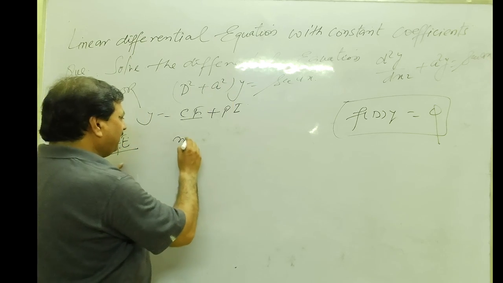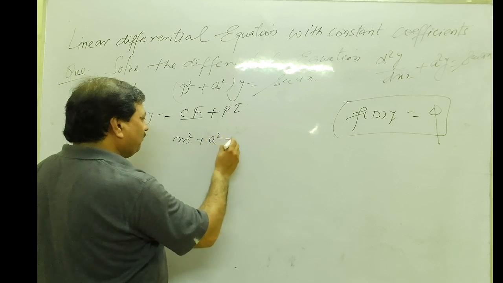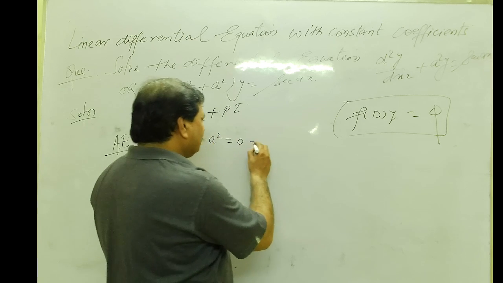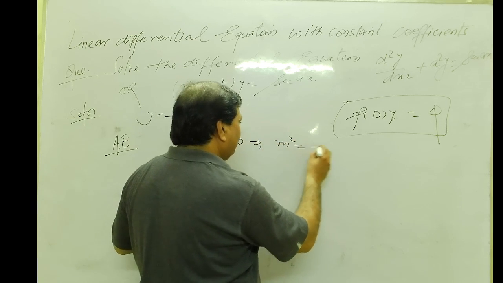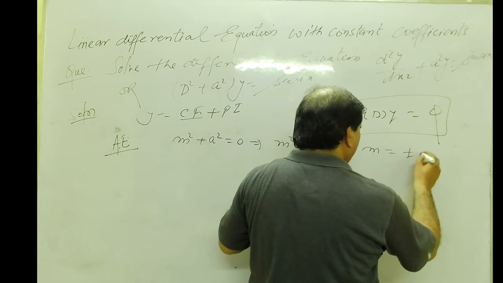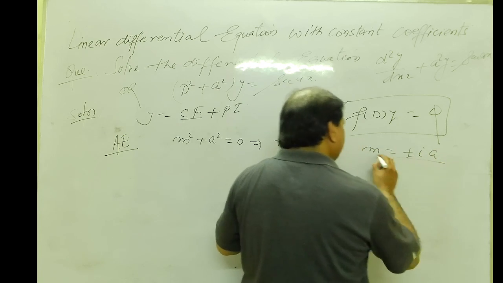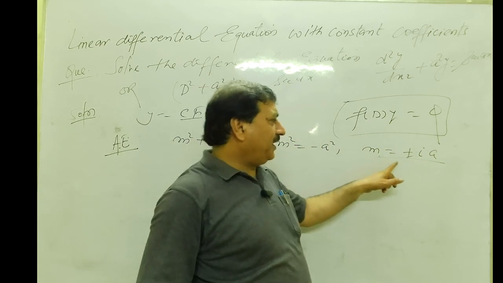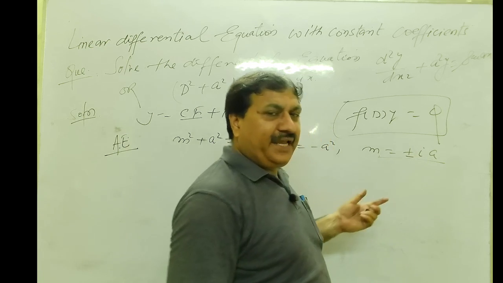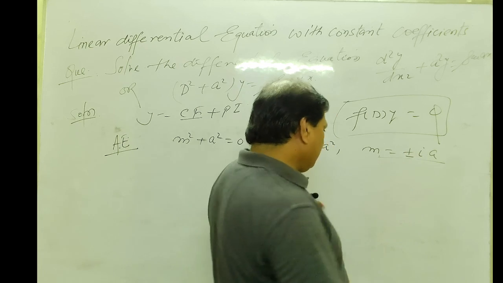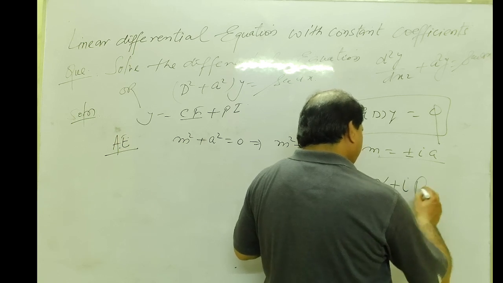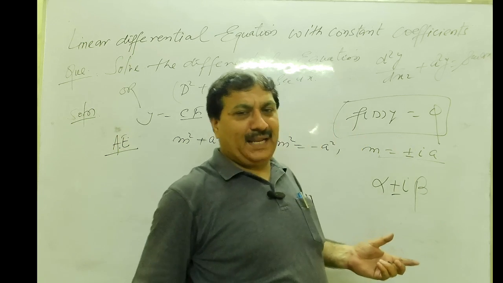That means here m square plus a square equal to 0. Calculate the root: m square equal to minus a square, and finally m equal to plus minus ia. Please check carefully, m equal to plus minus ia. ia means a complex number, that is, the root is in the form alpha plus minus i beta.